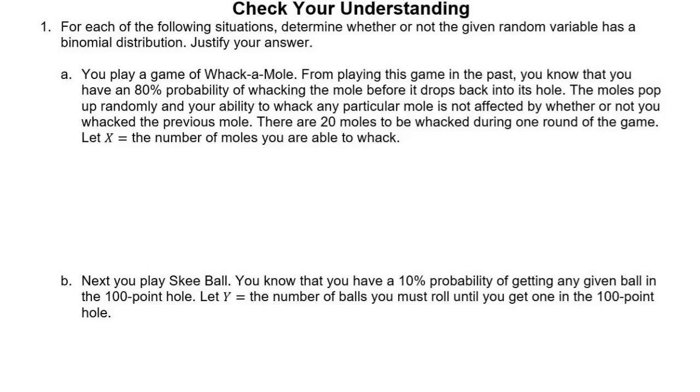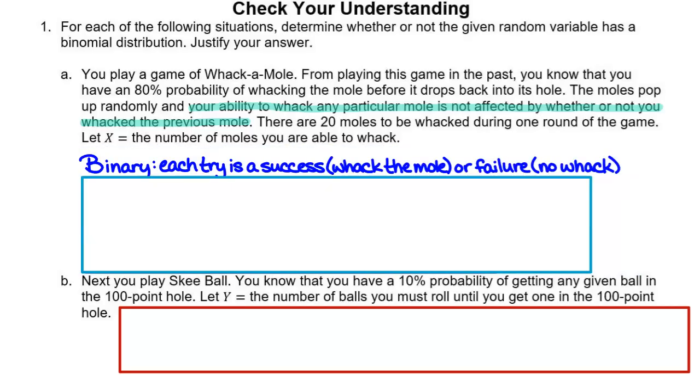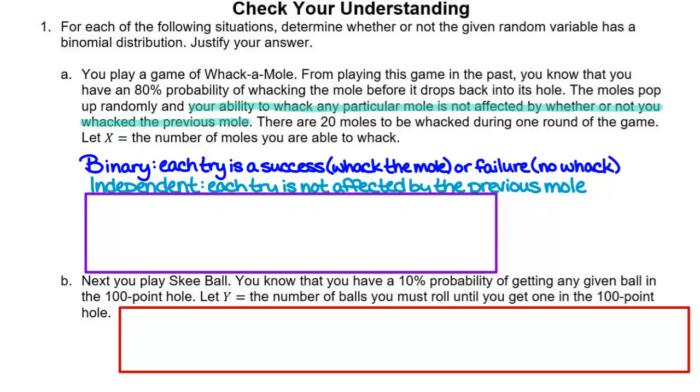So with the whack-a-mole game, do we meet the binary? Yes, because you either whack the mole or you don't whack the mole. So this is binary. Do we get independence? Yes, and I highlighted why. Each try is not affected by the previous mole. It says your ability to whack any particular mole is not affected by whether or not you whacked the previous mole. That is the same way as saying each of these whacks is independent.